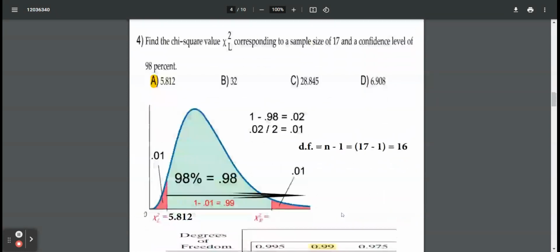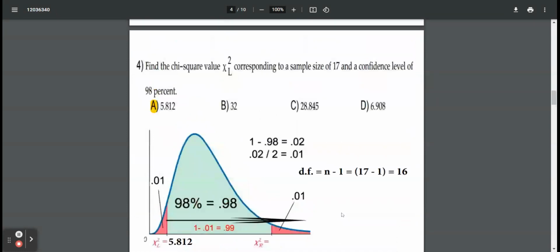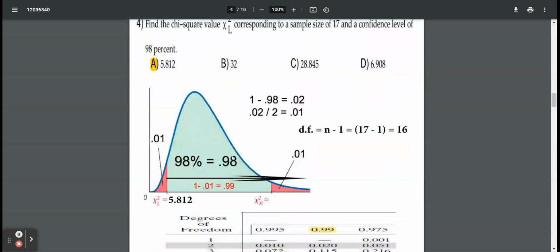Number 4, once again, we're looking for chi-squared left. My confidence level is 98%. That's the area in blue. If I take one whole, the area under the whole curve, and subtract 0.98, I'm left with 0.02, which is shared equally among these two areas in red. Half of 0.02 is 0.01. 0.01 here and 0.01 here.